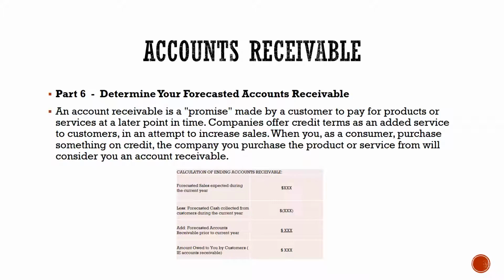So part 6, determine your forecasted accounts receivable. An accounts receivable is a promise made by a customer to pay for products or services at a later point in time. Companies offer credit terms as an added service to customers in an attempt to increase sales. When you as a customer purchase something on credit, the company you purchased the product or service from will consider you an accounts receivable. So here, in the example, we have forecasted sales expected during the current year, minus my cash collected from customers, because remember, I'm not going to collect it all, and add the forecasted receivable prior to the current year, the amount owed to you by the customers.